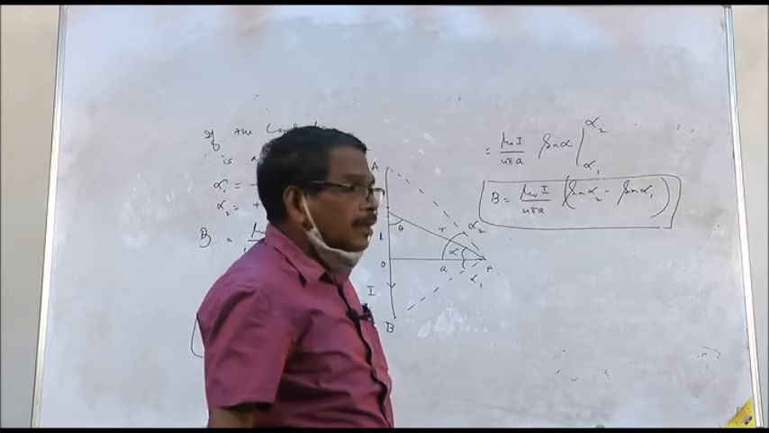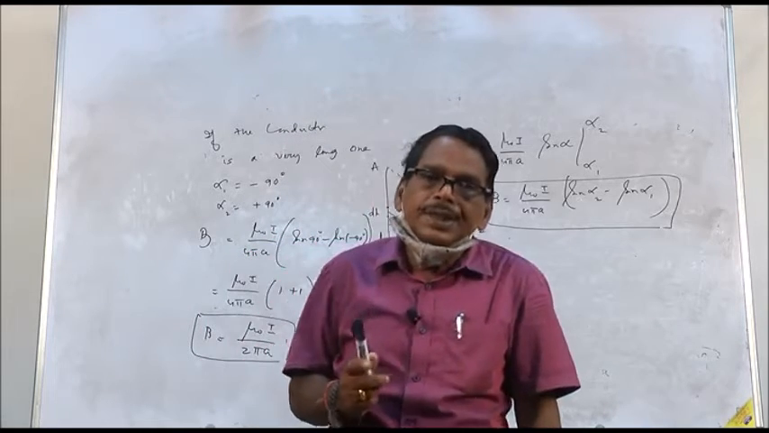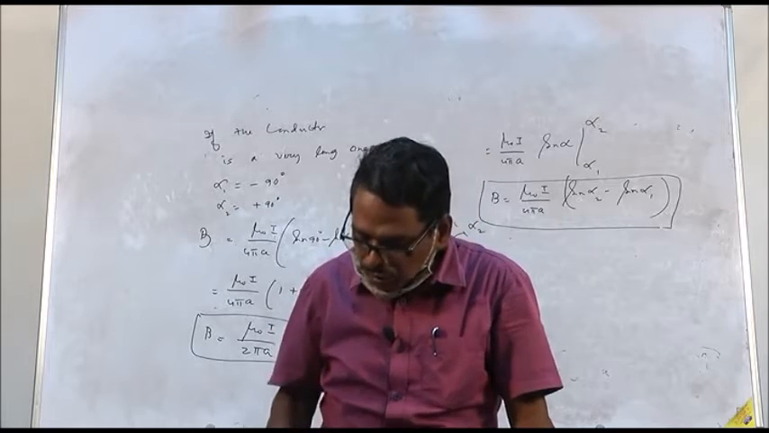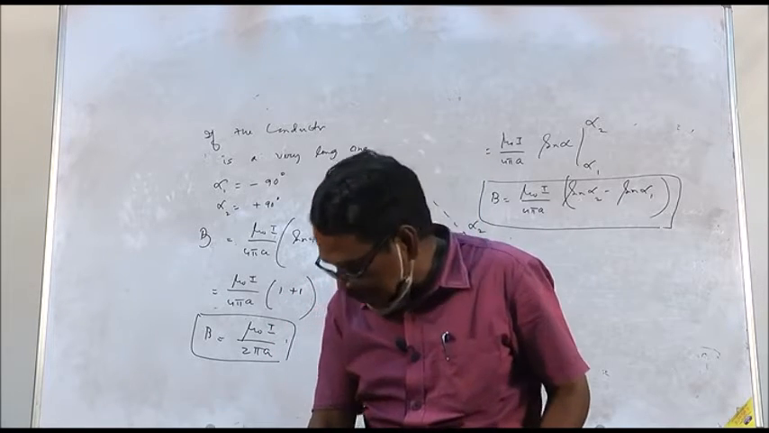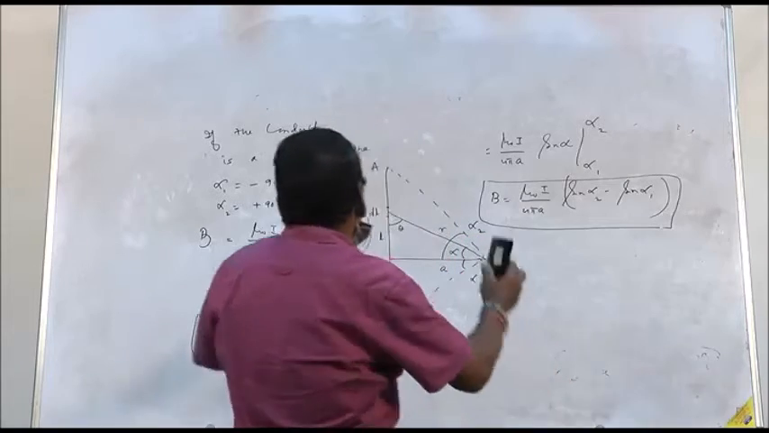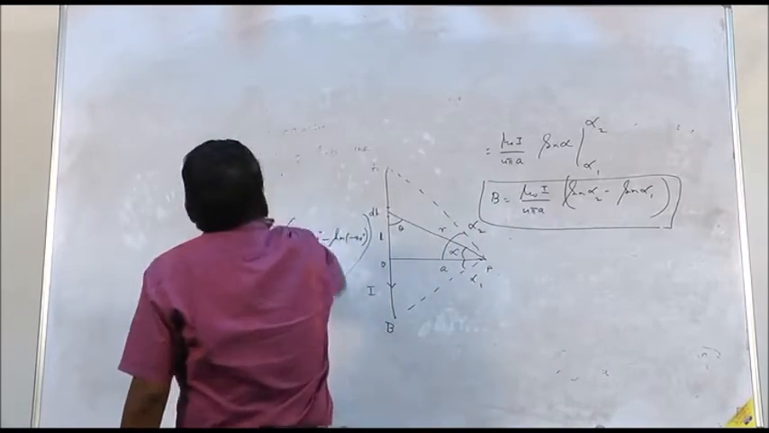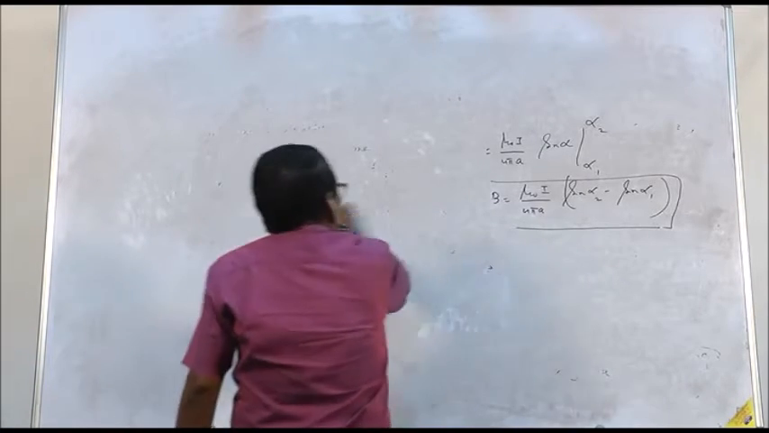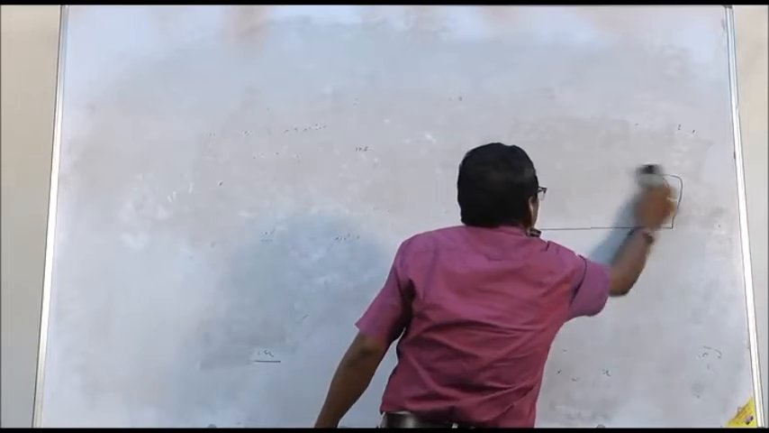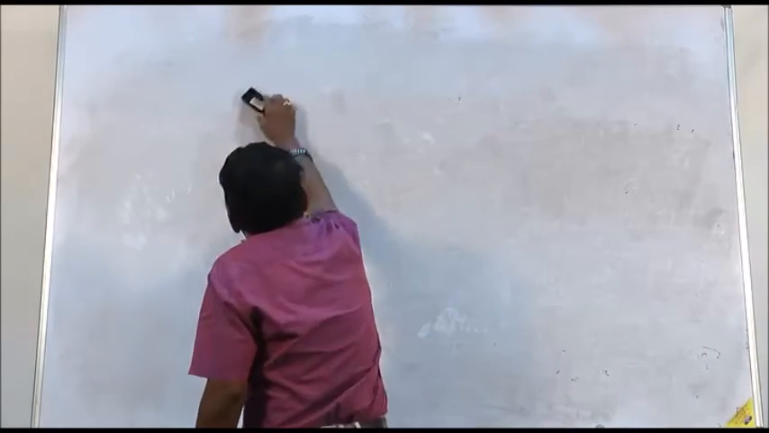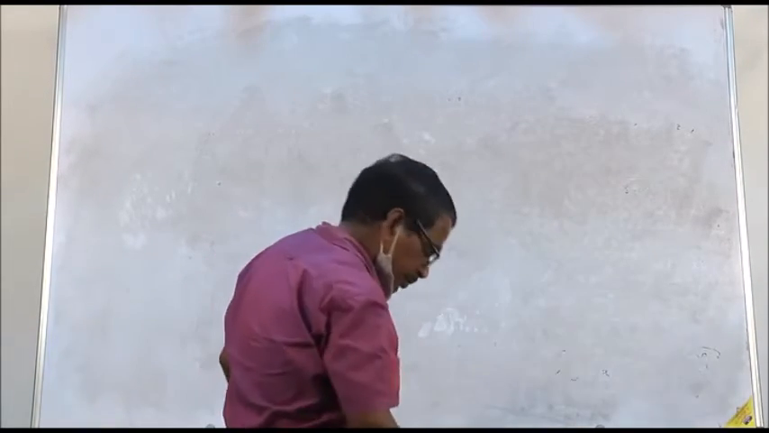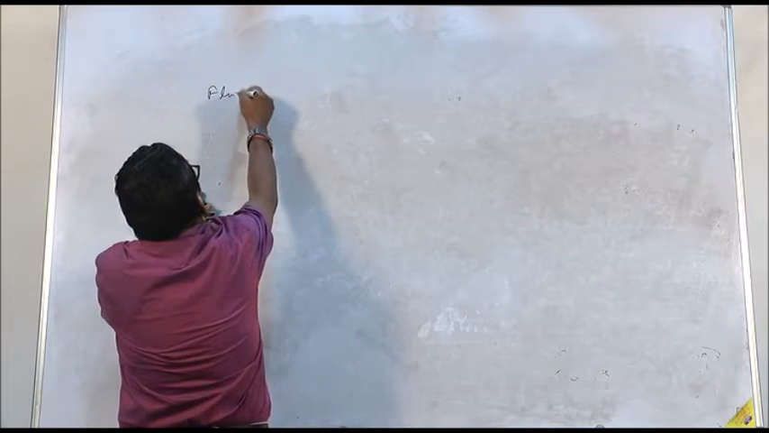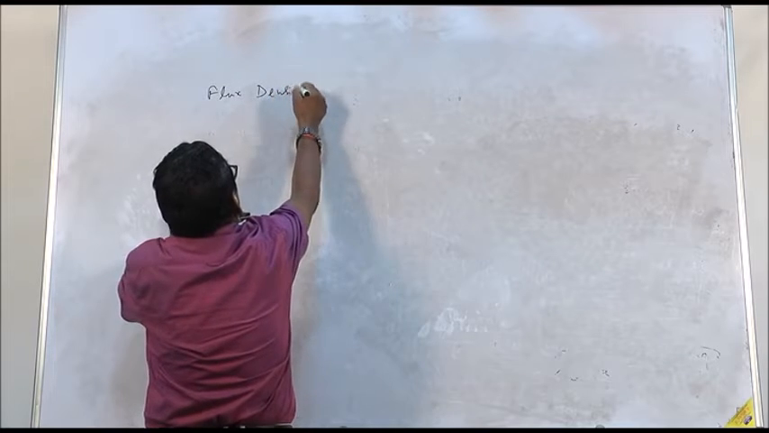Another application is the flux density at a point on the axis of a circular coil carrying current. That you can very well find out, because you know the flux density due to a circular coil carrying current at the center. Now, we will find out the flux density at a point on the axis of the circular coil. These are the applications of Biot-Savart law from magnetic effects of electric current.